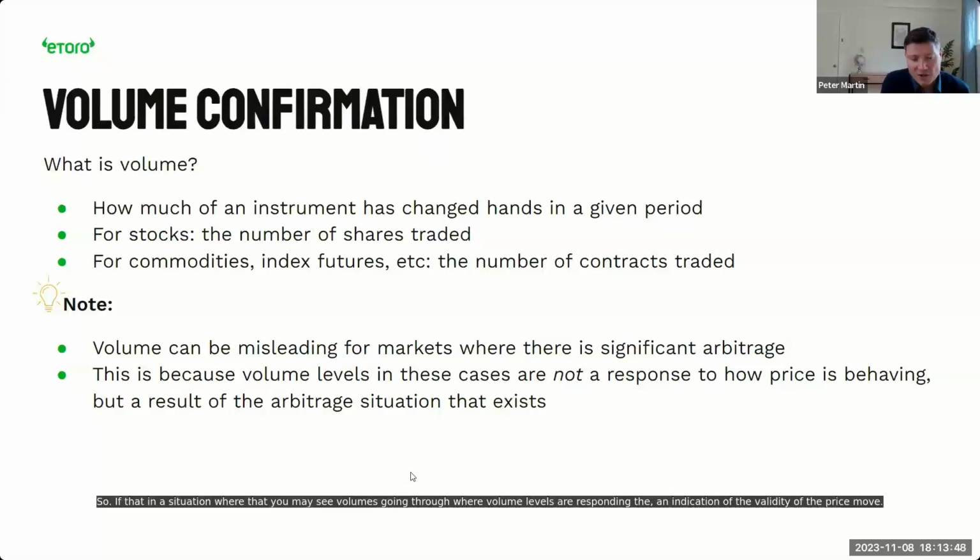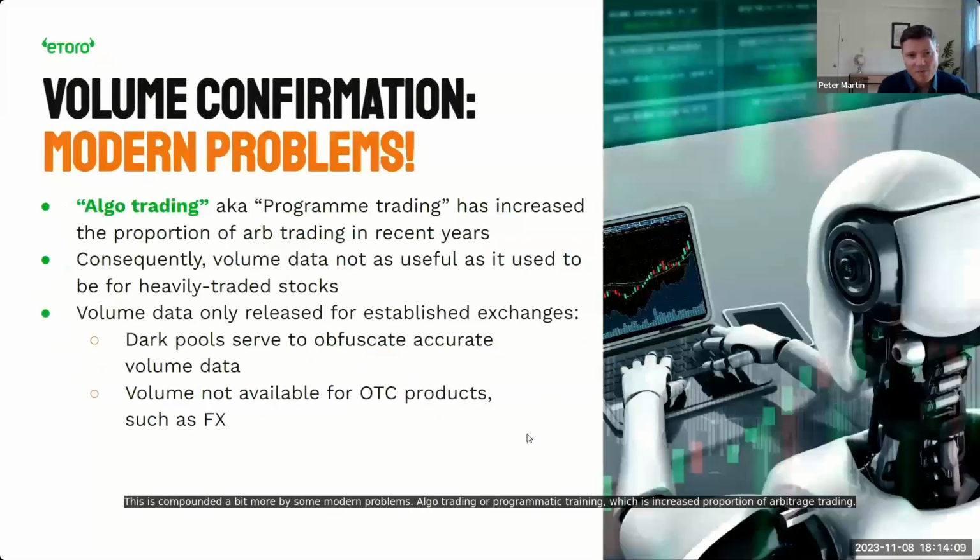So in a situation like that, you may see volumes going through where volume levels aren't an indication of the validity of the price move. They're actually just telling you about the fact that there's an arbitrage situation that's been there, and that's why that volume went through. So it can obfuscate really what's going on. This is compounded a bit more by some modern problems, algo trading or programmatic trading, which has increased the proportion of arbitrage trading in recent years.